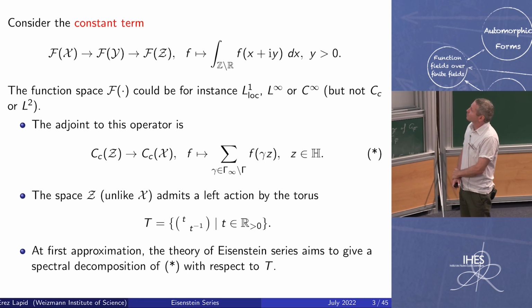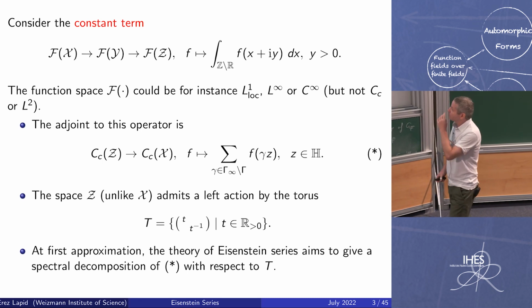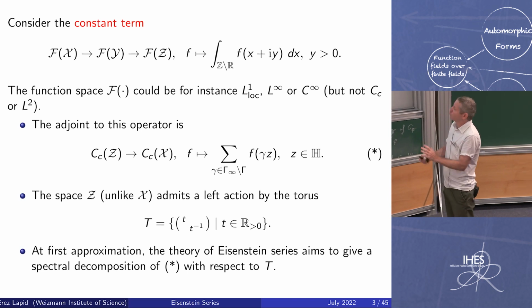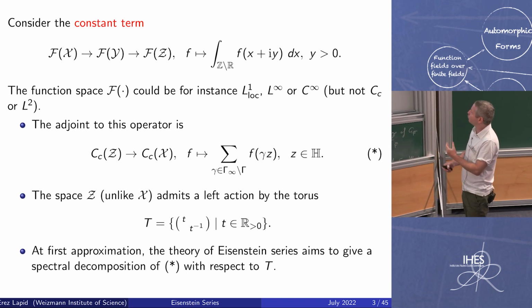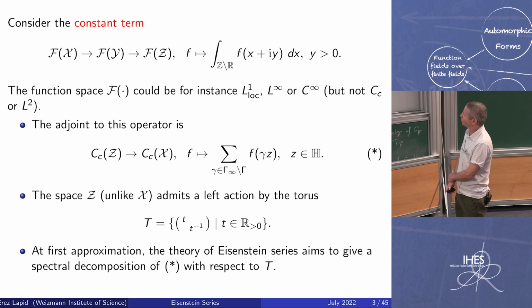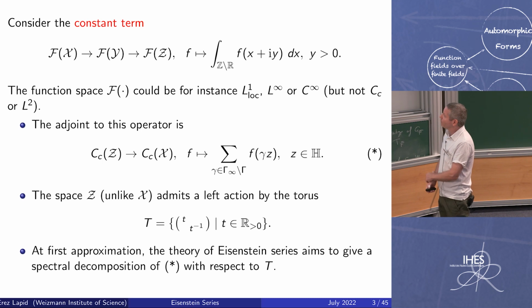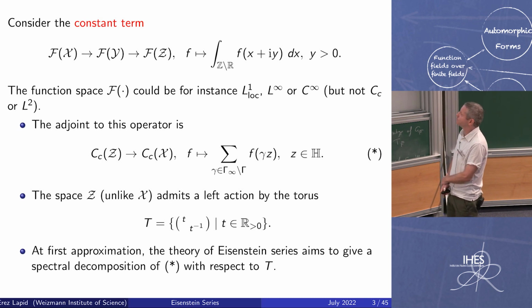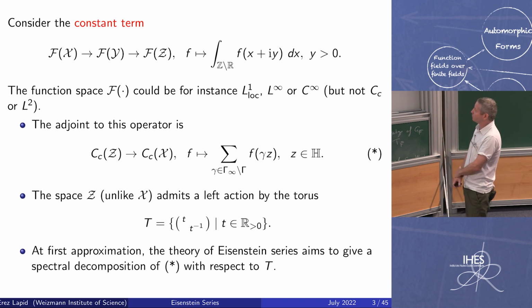Okay, so the function space in question could be locally L1 functions or L infinity or smooth functions, but it cannot be compactly supported, because compactly supported functions are not necessarily compactly supported after the first map. Formally, the adjoint of this operator, at the level of compactly supported functions on Z, remember Z is just the line, you take the sum over gamma mod gamma infinity of f of gamma of z. And if you're compactly supported, then you're still compactly supported after this operation on X, on H mod gamma.